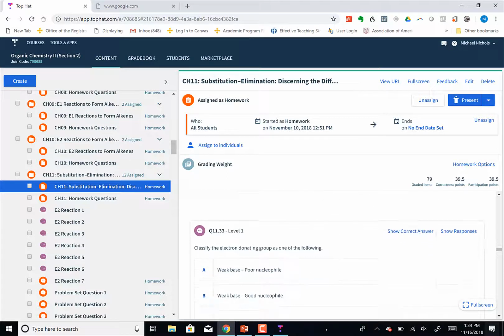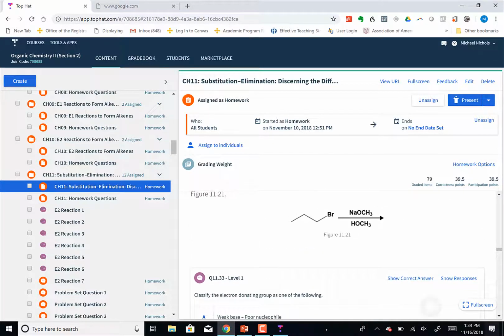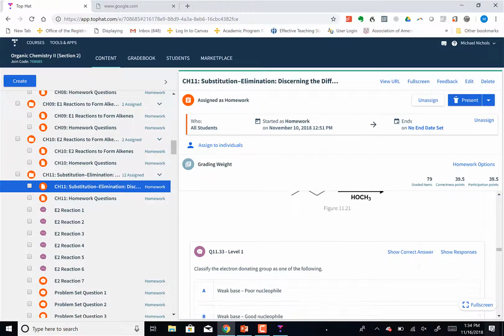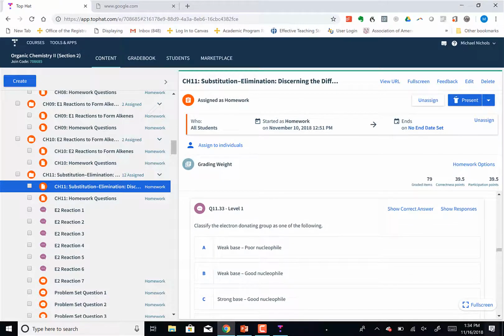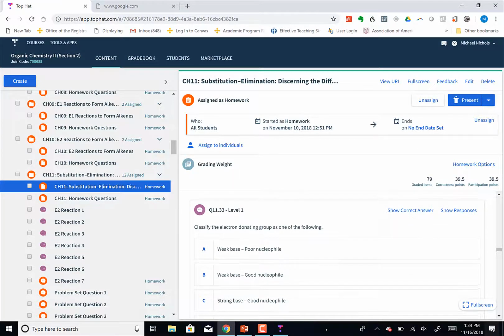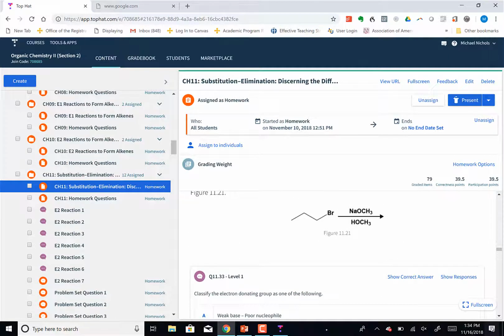So now they're going to ask you the same questions again. So now it's an OCH3 minus versus an SCH3 minus. So OCH3 minus is what kind of nucleophile? Strong or weak? Strong nucleophile. What kind of base? Strong base. So there's no question. It's strong for that one.